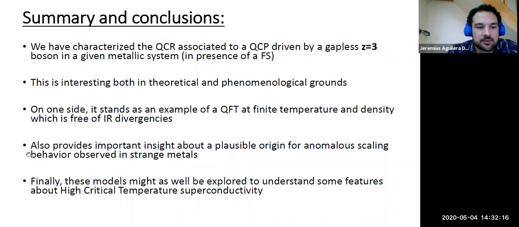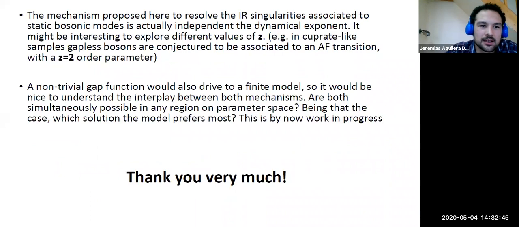Most importantly, phenomenologically, it provides an important insight about a plausible origin of anomalous behavior which might be observed in strange metals. And finally, I haven't told you anything about superconductivity, but in these models it is very interesting to explore the stability under pairing to understand some aspects of high critical temperature superconductivity. Pretty much related to one of the last questions, the mechanisms here don't seem to depend on the particular dynamical exponent.